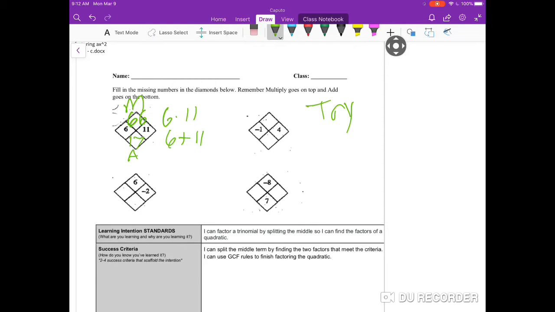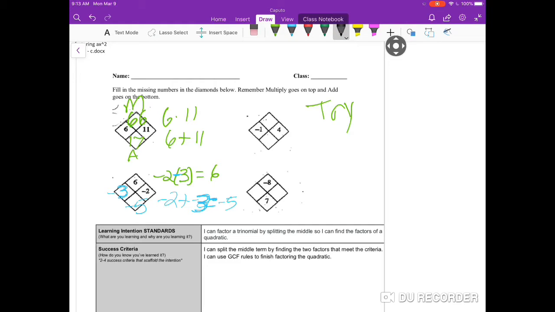Well, now I need to know negative 2 times what is 6? Negative 2 times 3? No, that would be negative 6, so I have to make it negative 3. So that's going to be negative 3. And then I have to add them. Negative 2 plus negative 3 equals negative 5. Okay? So just to give you an idea of what you're looking for.